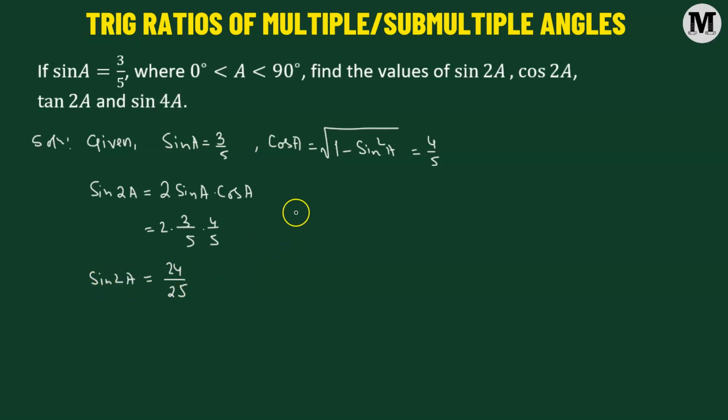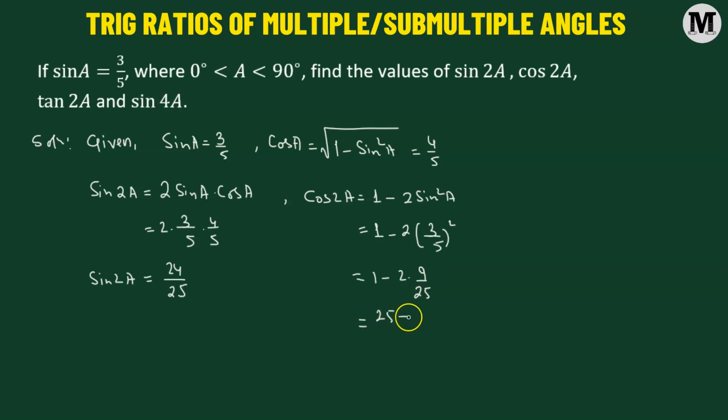Now let's try to find out the value of cosine 2A. We'll try to write the formula of cosine 2A in terms of the sine function. So that will be 1 minus 2 times sine squared A, which will be equal to 1 minus 2 times, replacing sine A with 3/5, so we have to square it. We have 1 minus 2 times, so 3 squared, that's 9, 5 squared, that's 25. That will be equal to 25 minus 18 over 25. So that's going to give us 7/25. So that's the value of cosine of 2A.